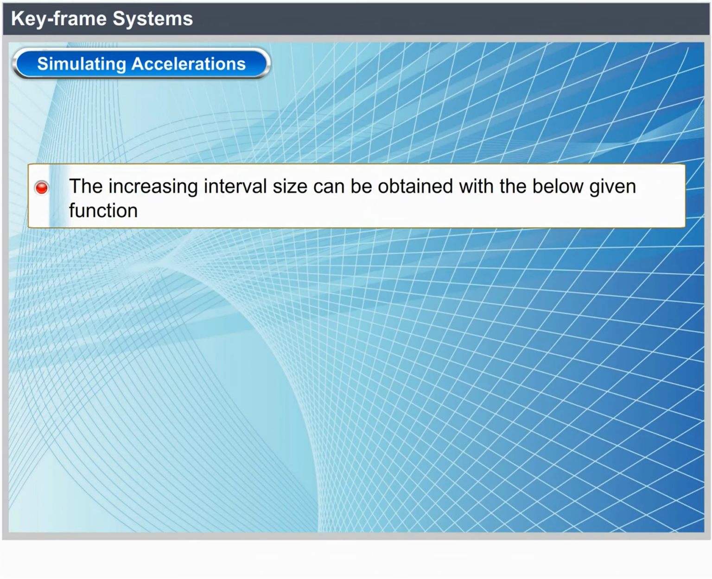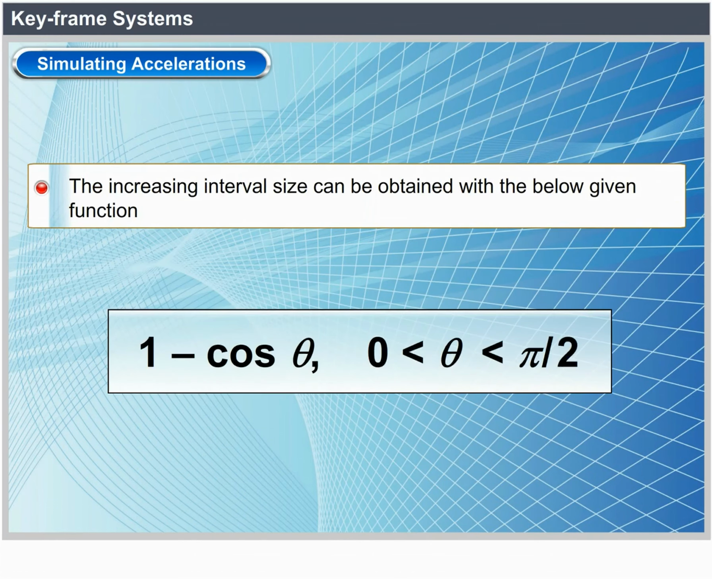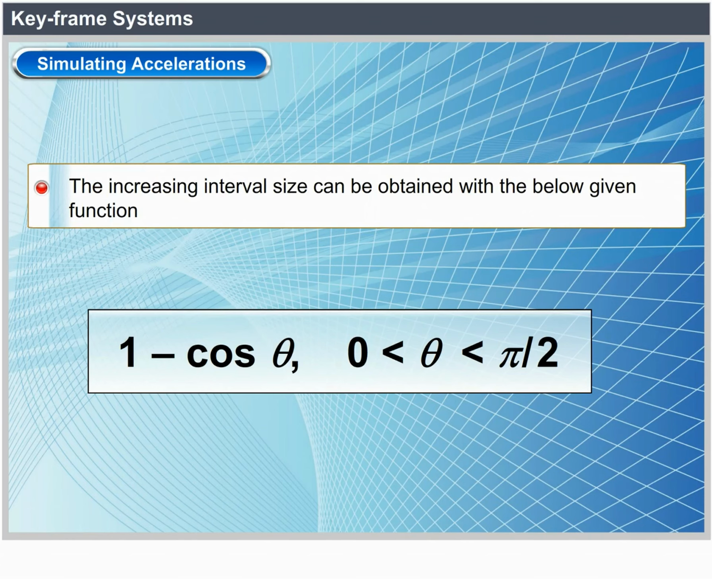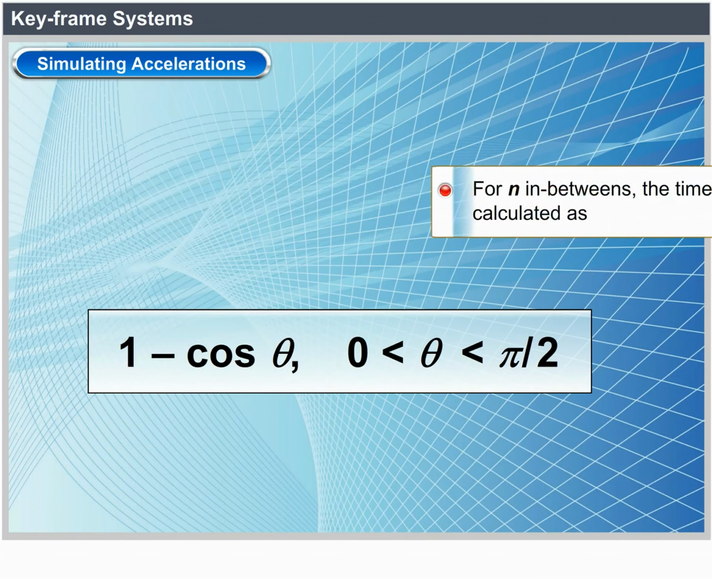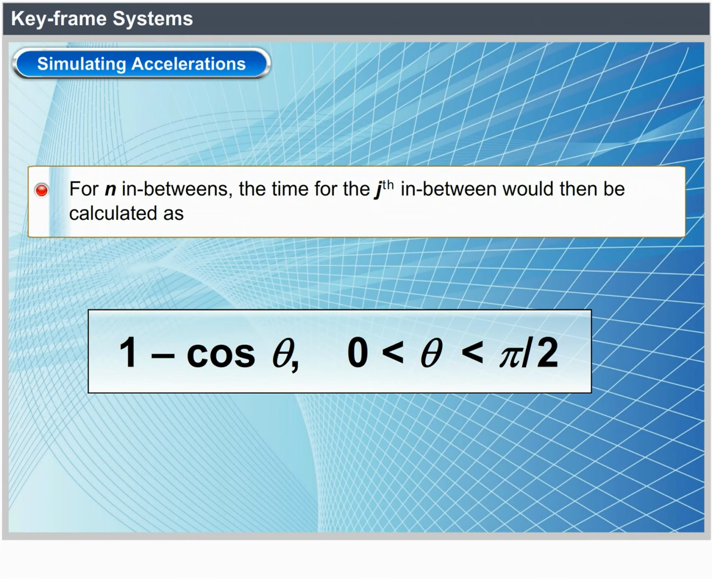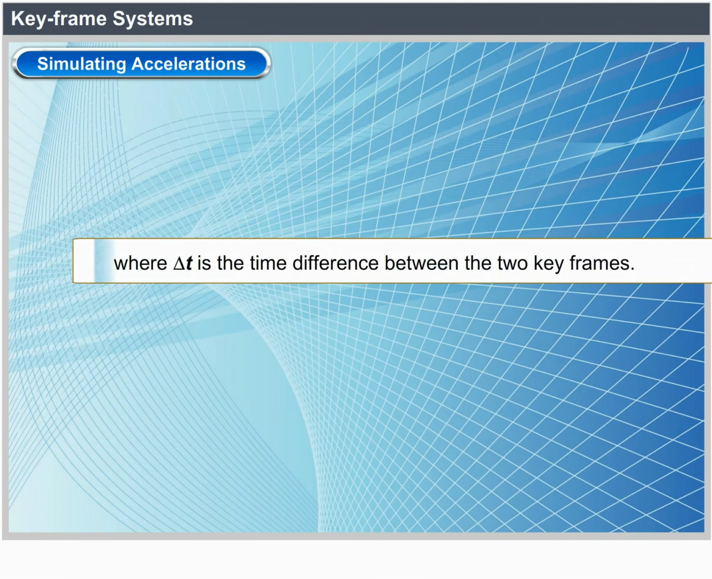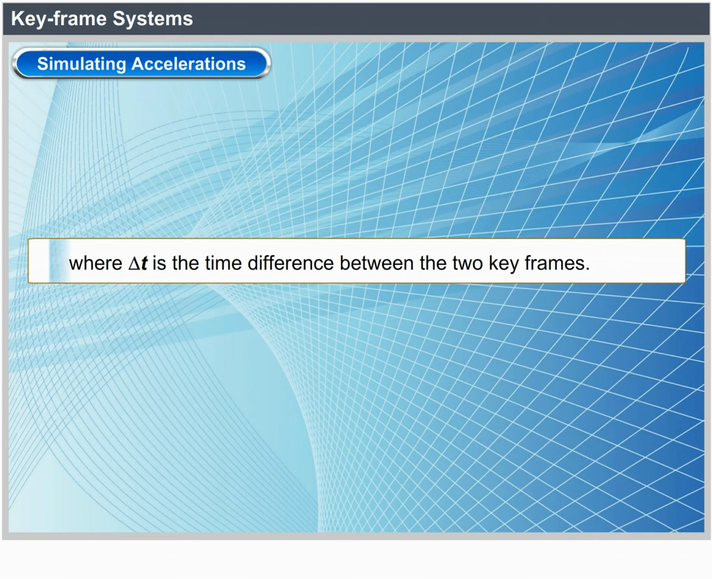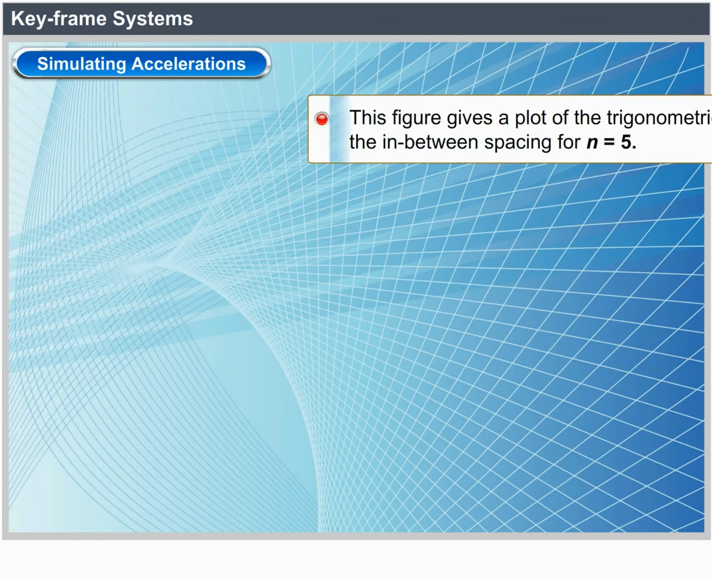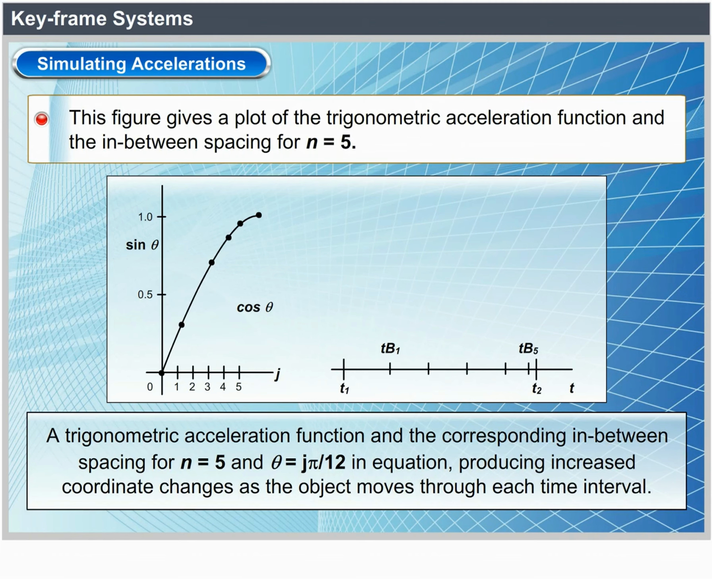We can obtain an increasing interval size with the function 1 minus cos theta, where theta lies between 0 and pi by 2. For n in-betweens, the time for the jth in-between would then be calculated as t_bj equals t1 plus delta t times (1 minus cos(j pi over 2(n plus 1))), where j equals 1, 2, and so on up to n, where delta t is the time difference between two keyframes. This figure gives a plot of the trigonometric acceleration function and the in-between spacing for n equals 5.